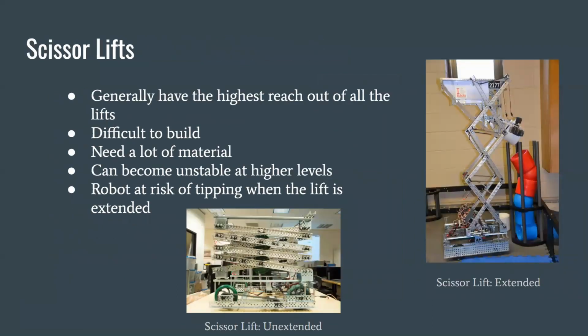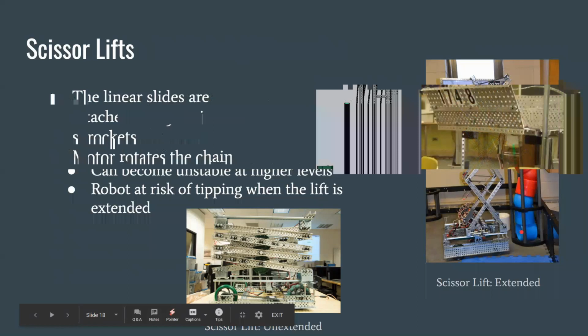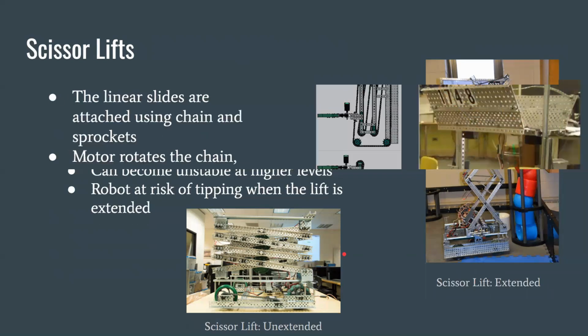Lastly, we have scissor lifts, which are really common in VEX robots, especially when you have a game that involves towers and placing game pieces in high places. And they allow the robot to reach high places with a series of C-channels. So each pair of C-channels is attached at the center to form an X shape, and each X shape is called a stage, and these stages are each attached at the end of each other and stacked upon each other. And because of these stages, scissor lifts generally have the highest reach out of all the lifts.